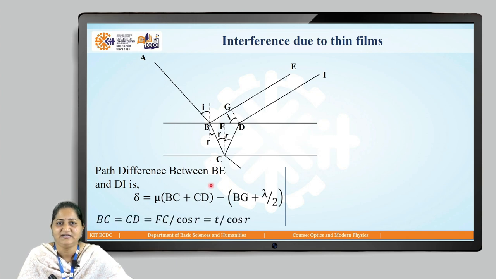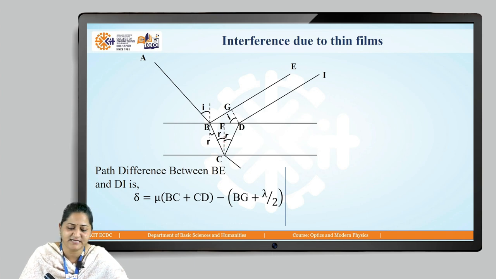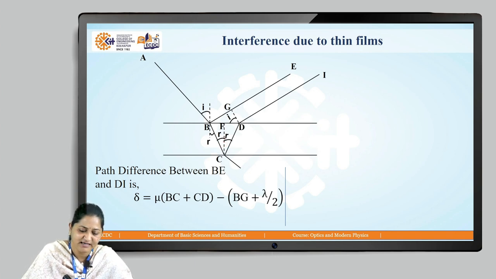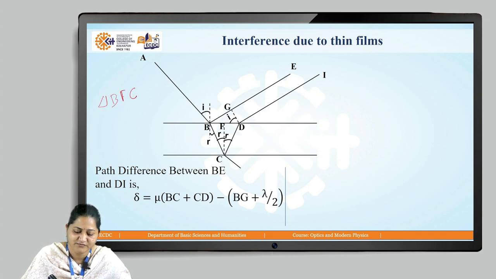So first of all, consider triangle BFC. In this triangle BFC, if we want expression for BC, this is angle R, that we know. CF is equal to T, that is thickness of the thin film, and this is angle R. So we'll take cos R. Cos R is equal to adjacent side, that is CF, upon hypotenuse, that is BC. We want expression for BC. So BC is equal to CF upon cos R, and CF is thickness. So it is T upon cos R.